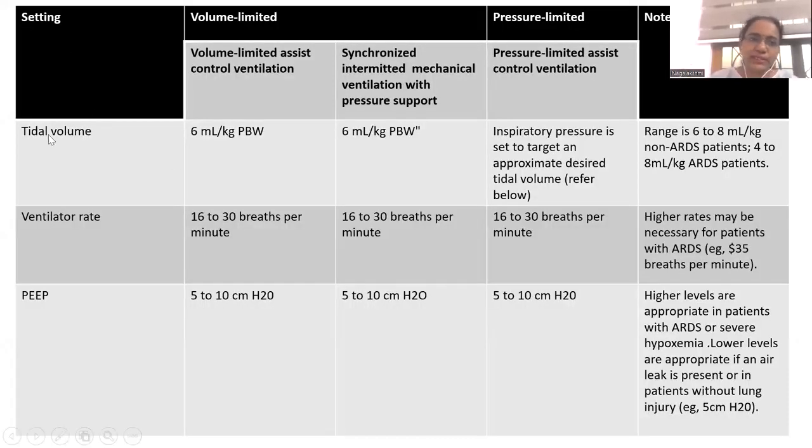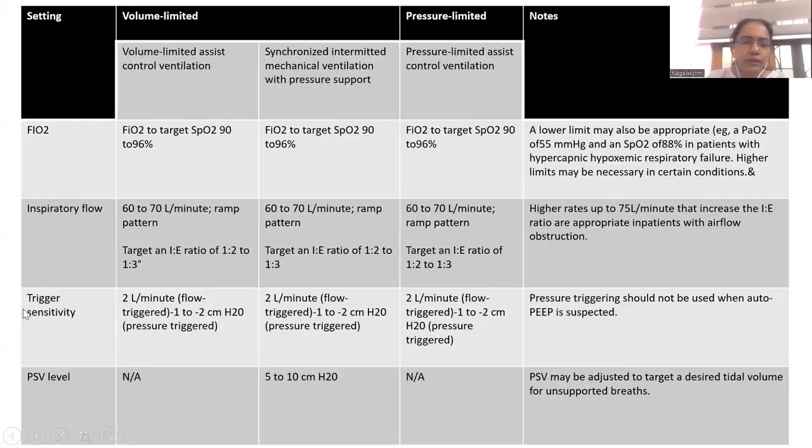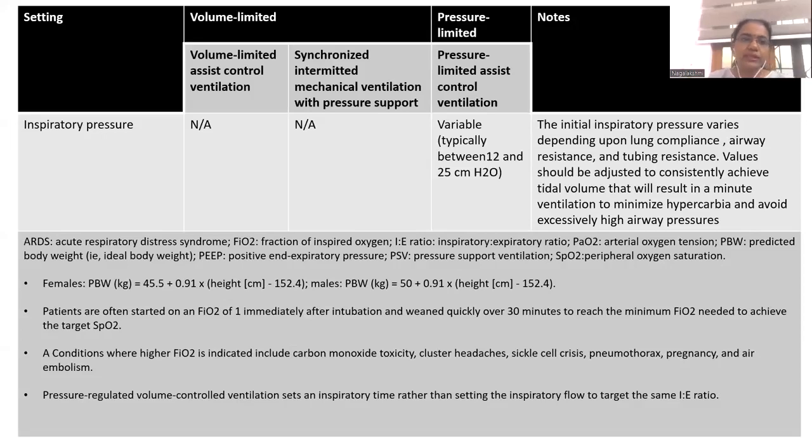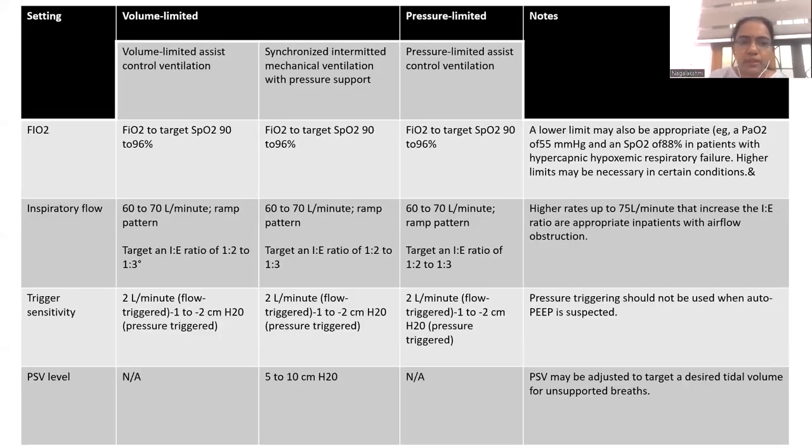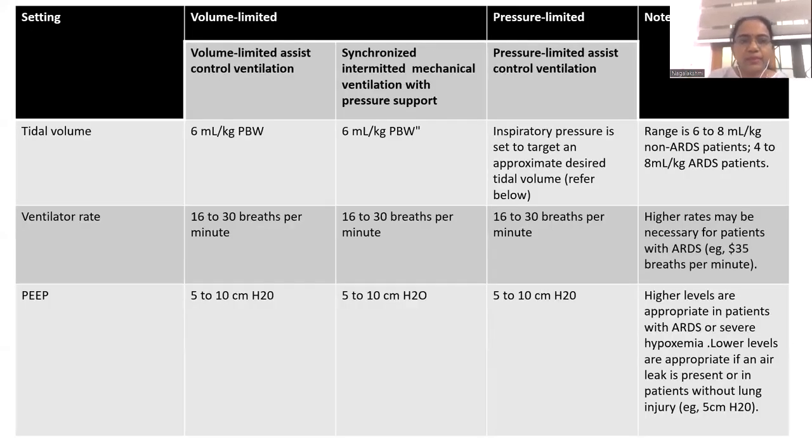Now these are the settings: tidal volume, ventilator rate, PEEP, FiO2, inspiratory flow, trigger sensitivity, and pressure support levels, inspiratory pressures. Tidal volume is set between 6 to 8 ml per kg in volume limited ventilation, and in pressure limited ventilation, the inspiratory pressure is set to target a desired tidal volume according to the pressure support. Respiratory rate and PEEP are all the same.